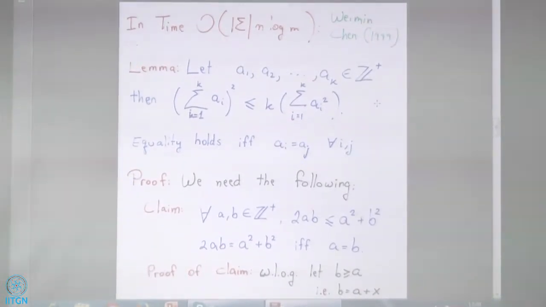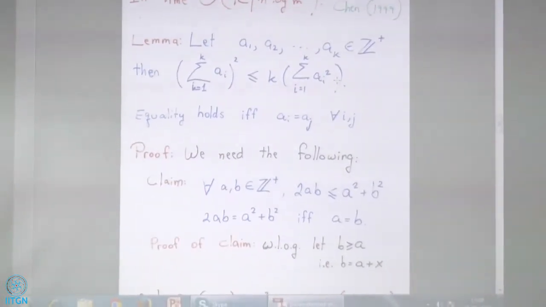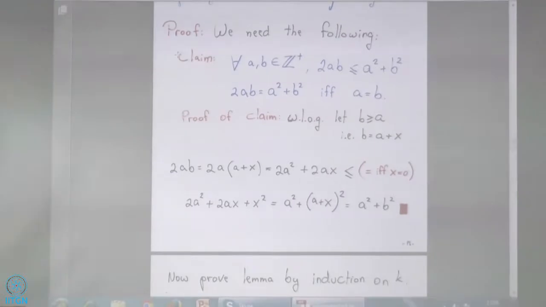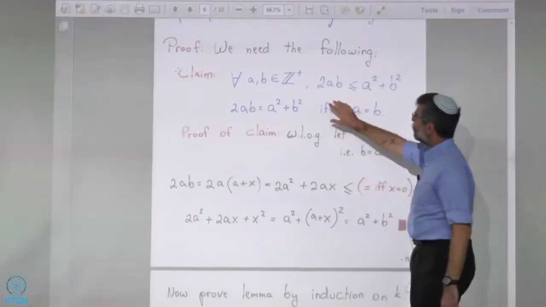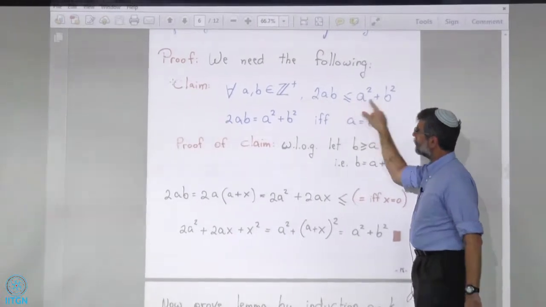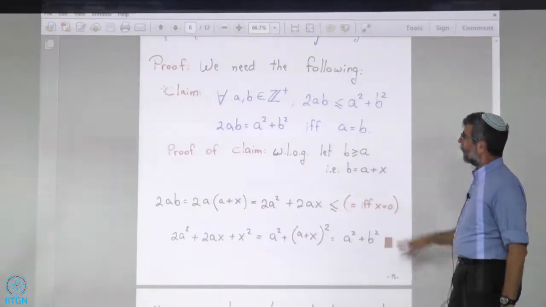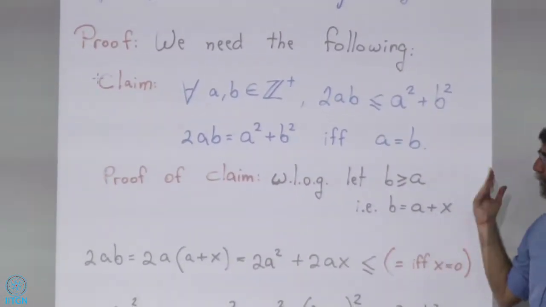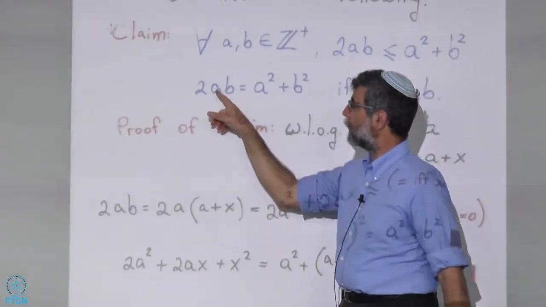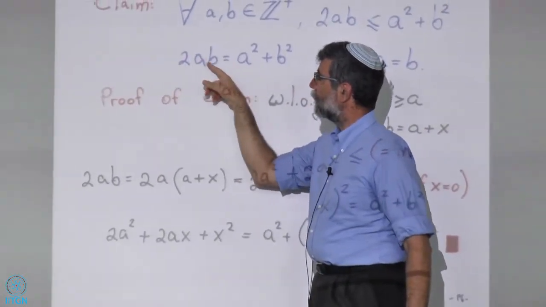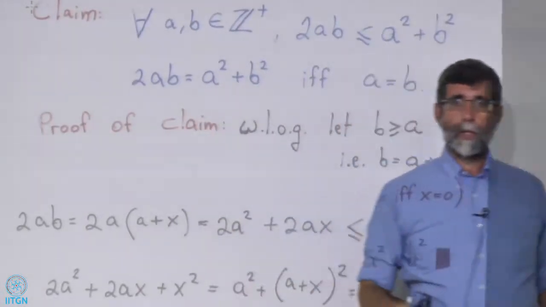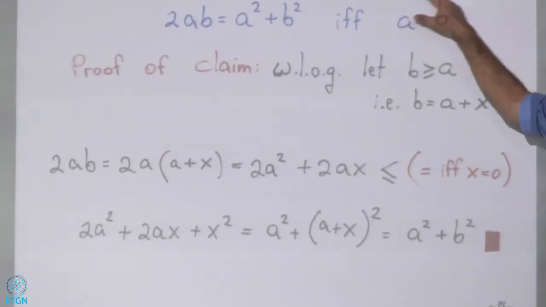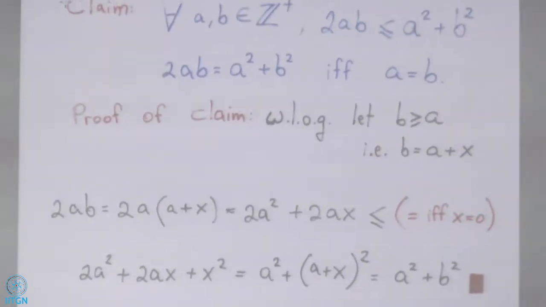Okay, so in order to prove it, we need the following claim. Let's move it up. So we need the following claim. For any two integers, 2ab is less than or equal to a squared plus b squared. And in fact, if a is equal to b, then 2ab is equal to a squared plus b squared. So for the equal part, we don't really need to think too much, because if they're equal, then it's 2a squared, and a squared is equal to b squared. So if they're equal, it's fine. But if they're not equal, it's actually strictly less. So let's prove it. And it's an easy proof.